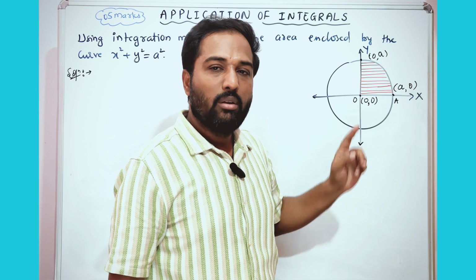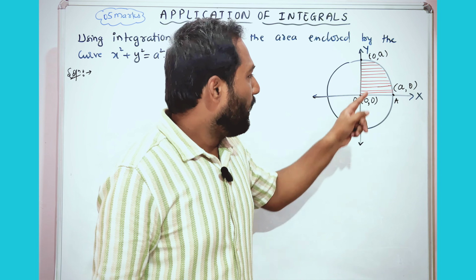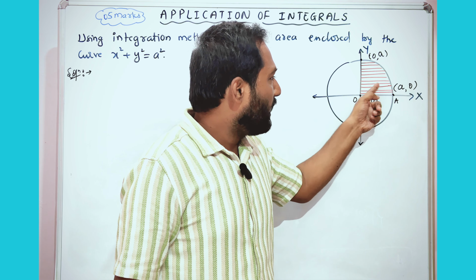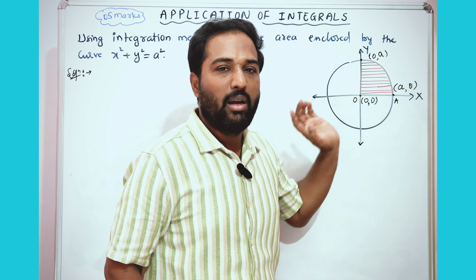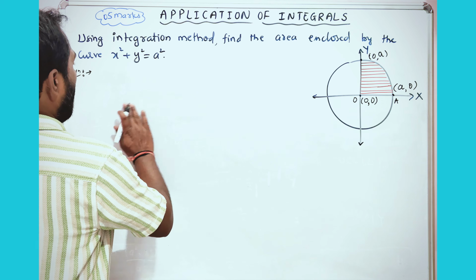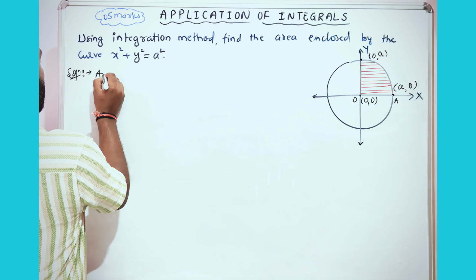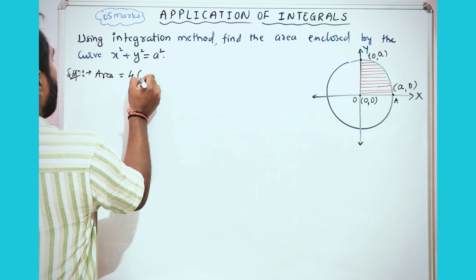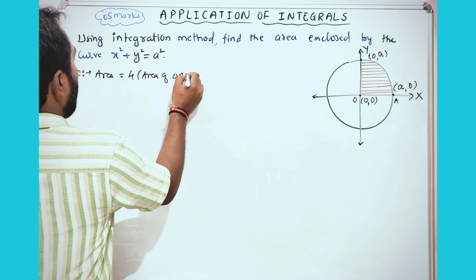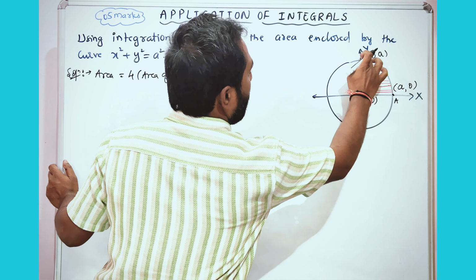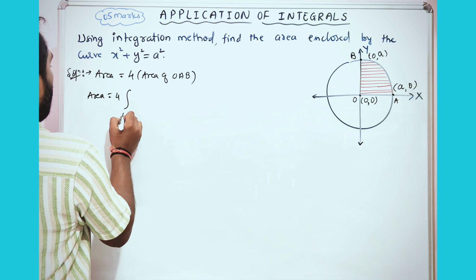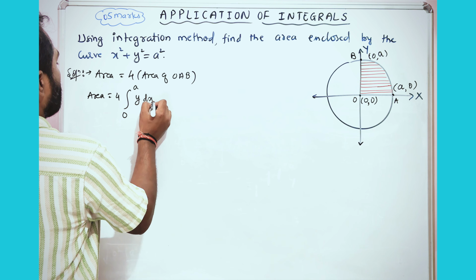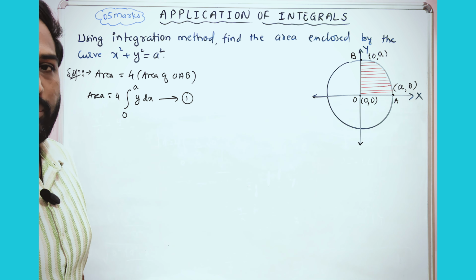Now again there are 4 areas, or 4 quadrants, and here also all are equal. If you find the first area, the other 3 are equal to it, and we multiply it by 4. Simple. Let us find the area of the first part. As in the previous problem, area is equal to 4 times the area of OAB. I'll take this as B. And as before, area is equal to 4 times the integration from 0 to a of y dx. We'll take it as equation number 1.